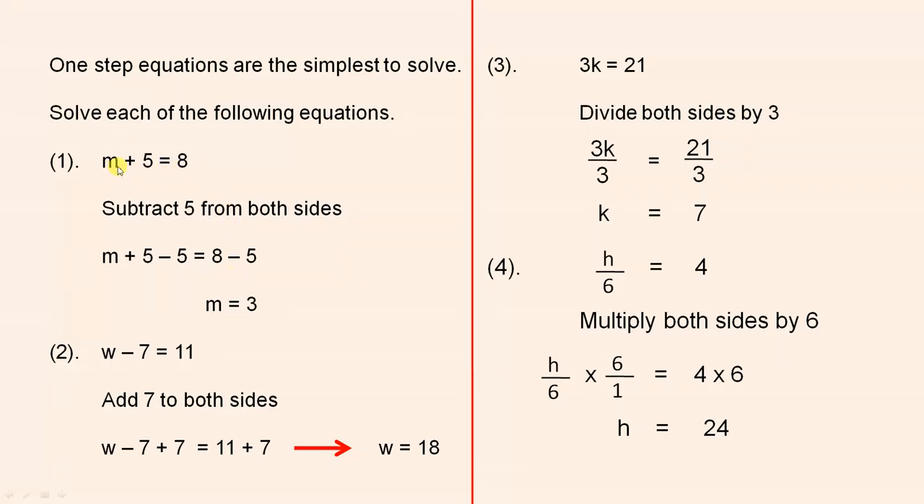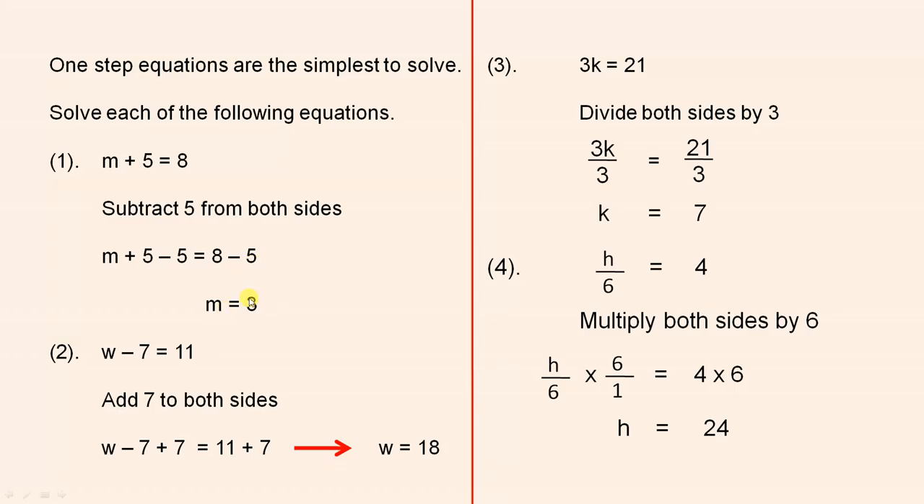So the equation is m plus 5 equals 8, and we have to find the value of m to make this equation true. Because that's a plus sign there, in order to keep the equation balanced, we subtract 5 from both sides. So m plus 5 minus 5 equals 8 minus 5. Those plus 5 minus 5 cancels out, and 8 minus 5 is 3, so m equals 3.